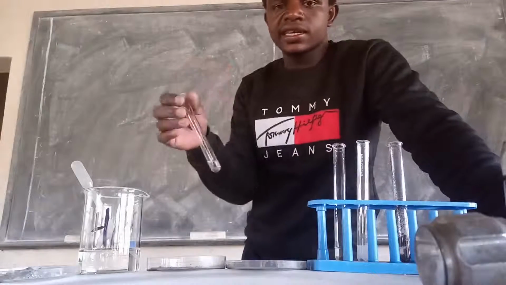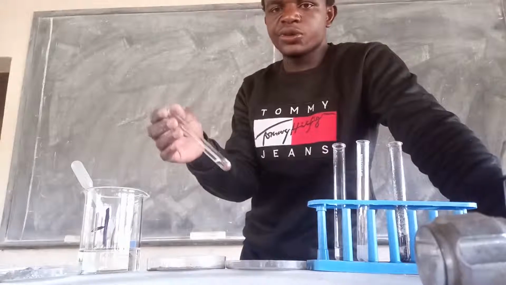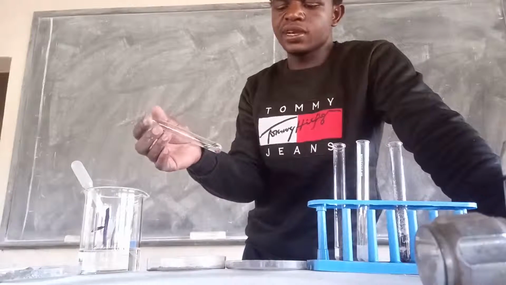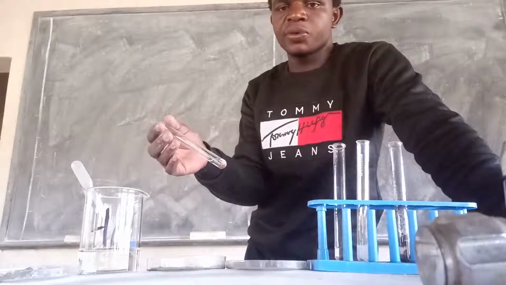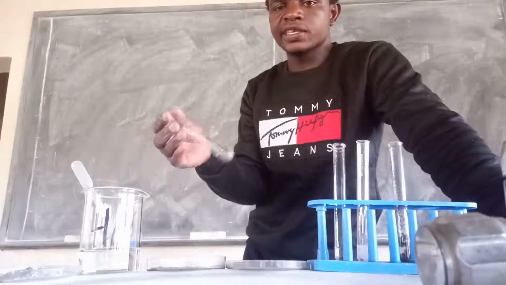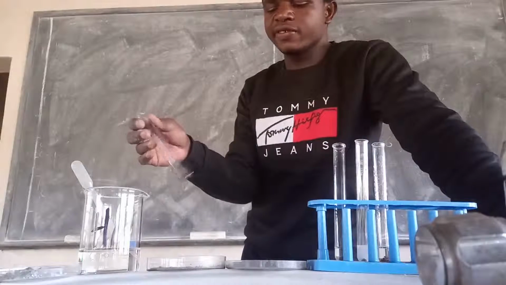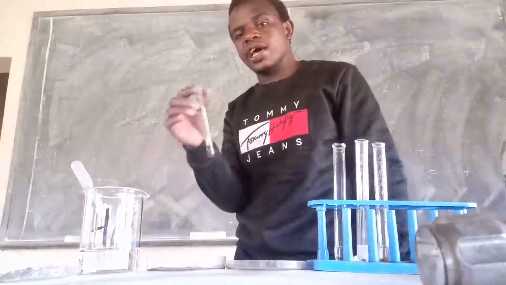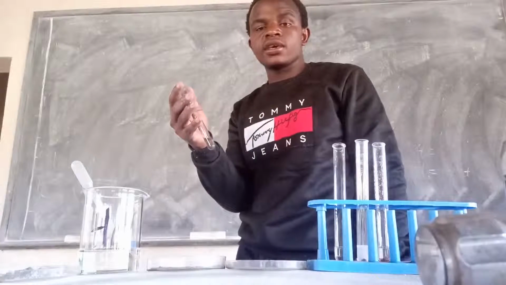Then for my third test, I used copper. Where I used copper, the reaction wasn't possible, and the reason is very simple. When copper is mixed with hydrochloric acid, the reaction is not possible. Then for the last test tube, I used iron. Where I used iron, this reaction was very slow.